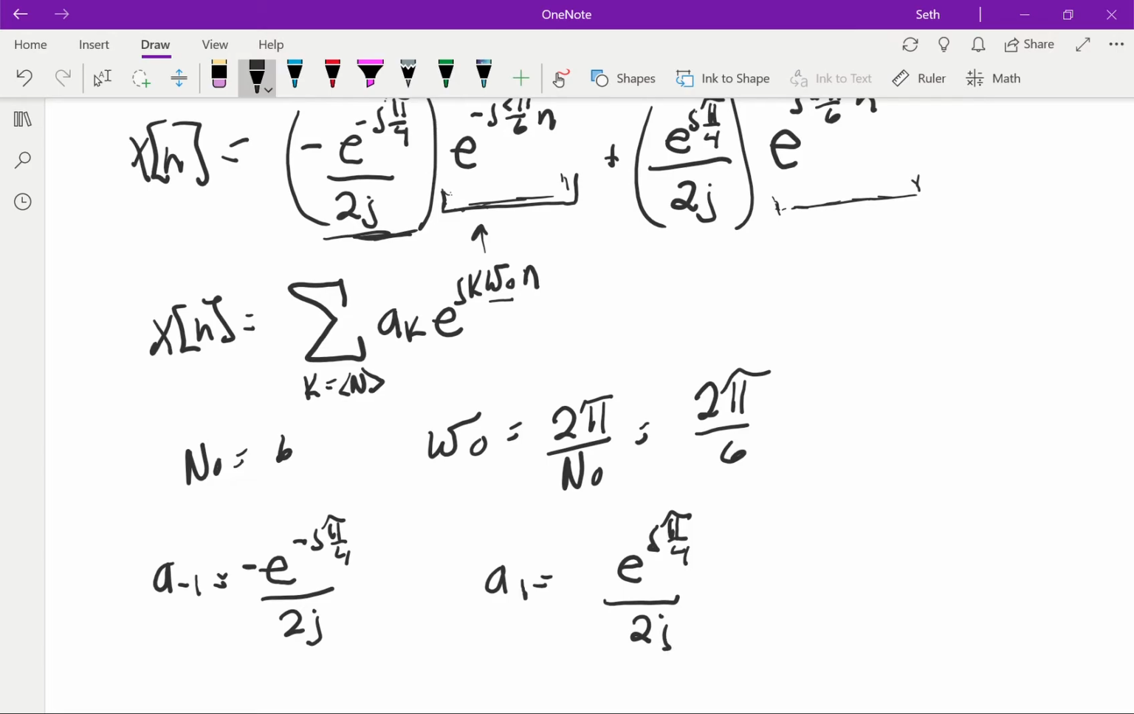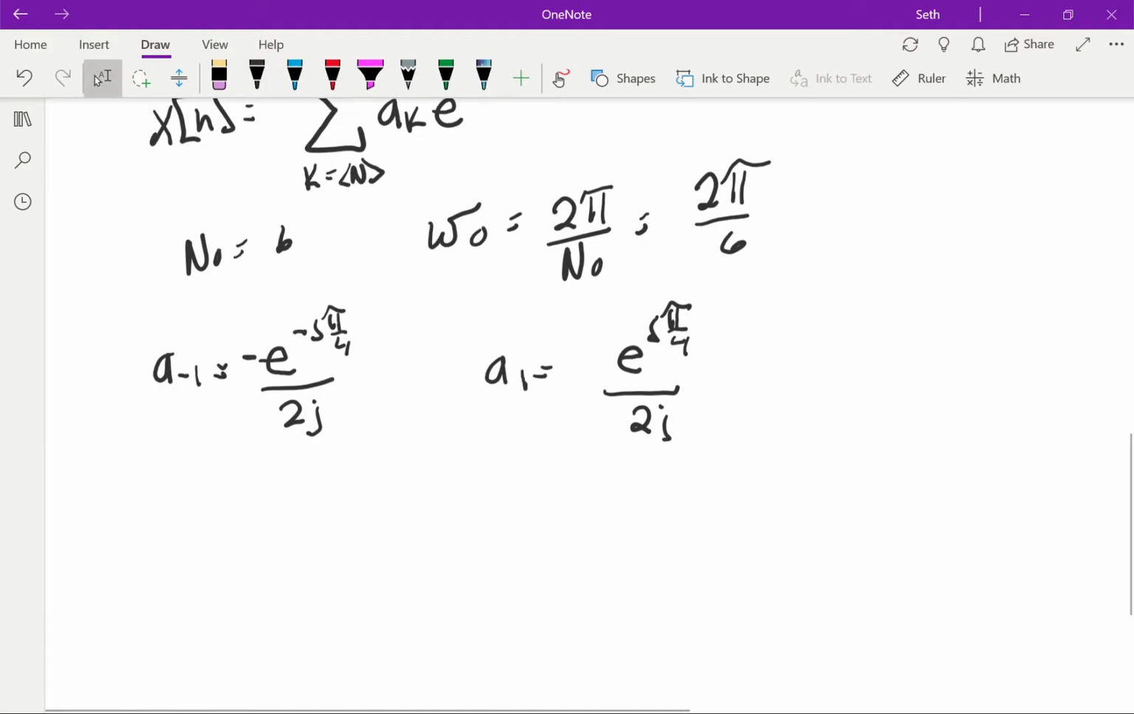And like we said, if we get x of n as a summation of exponentials, it must be the Fourier series representation, because the Fourier series is just a unique representation of the signal that is a summation of exponentials. So this must be it. Okay.